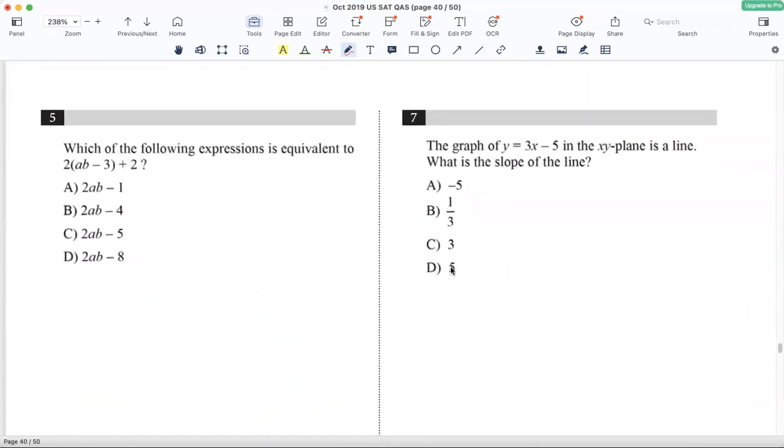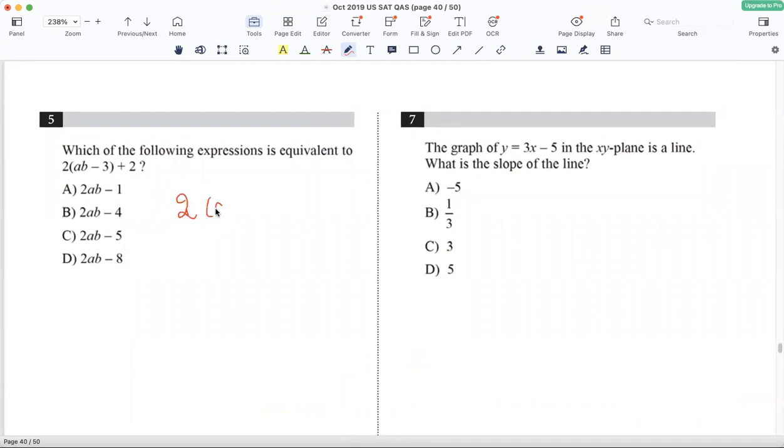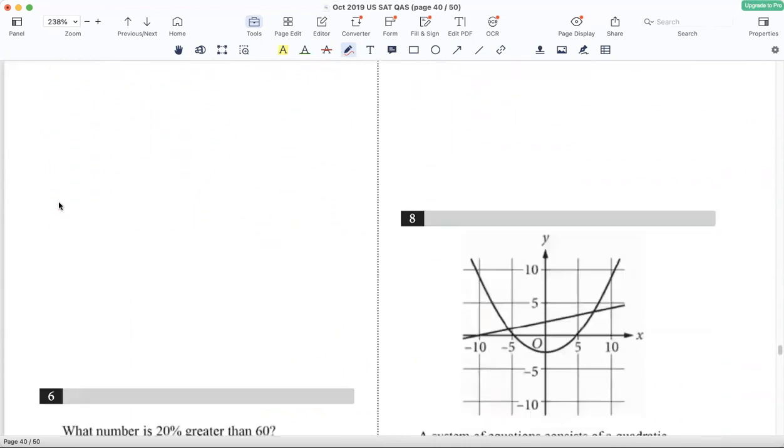Which of the following expressions is equivalent to this? So 2 times (AB minus 3) plus 2. So 2AB minus 6 plus 2. So 2AB minus 4. Option B.